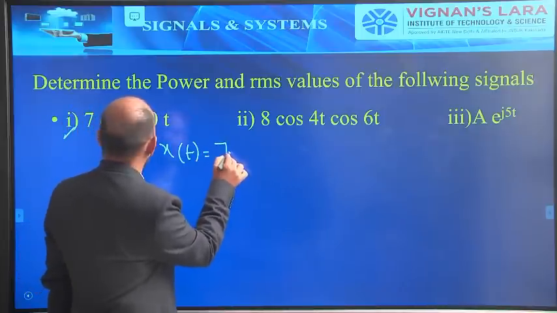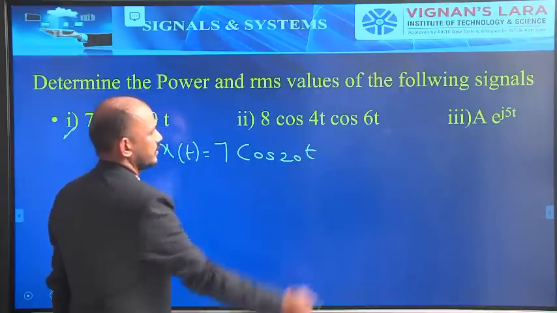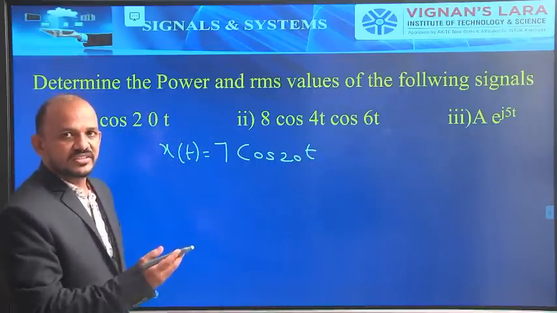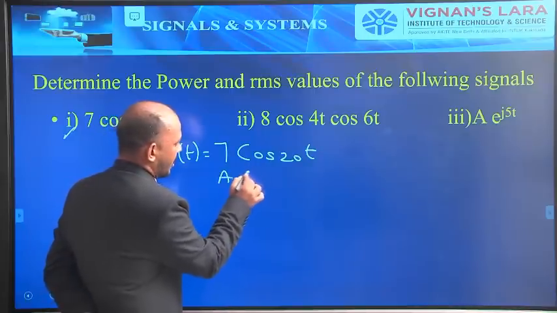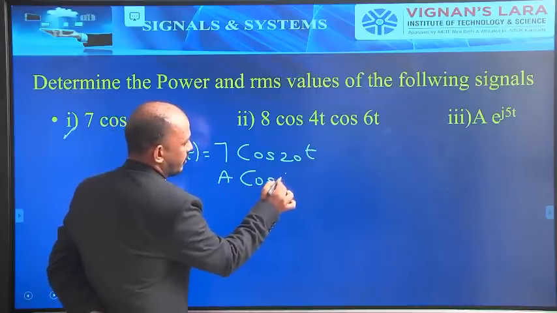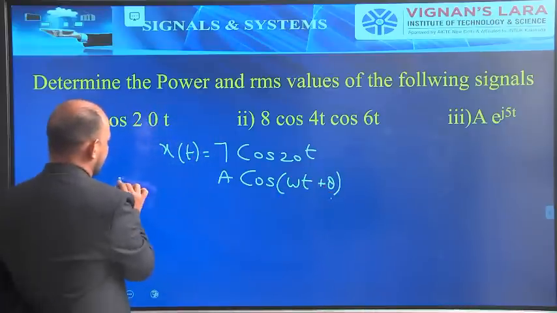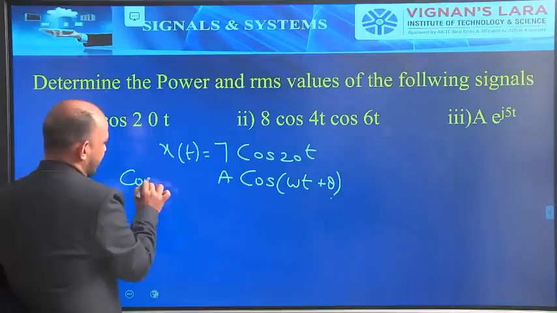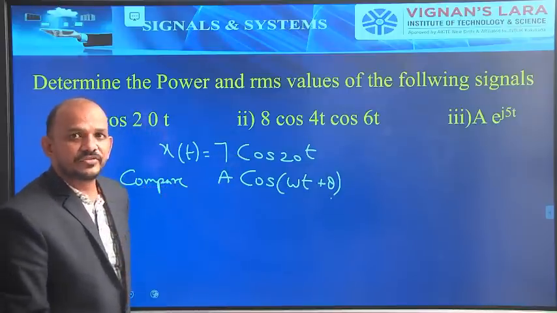The signal is x of t equal to 7 cos 20t. Compare this signal with the standard form of the signal, which is A cos of omega t plus some theta. So this is the standard form. Compare the above signal with the standard form.